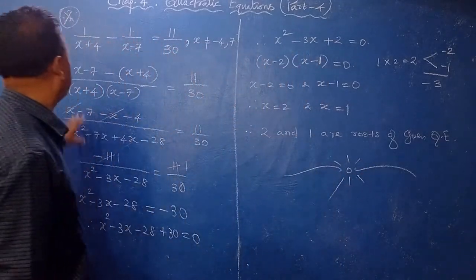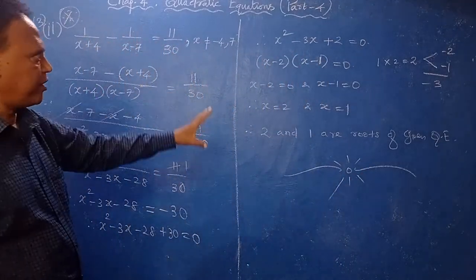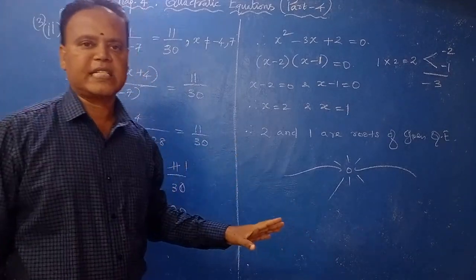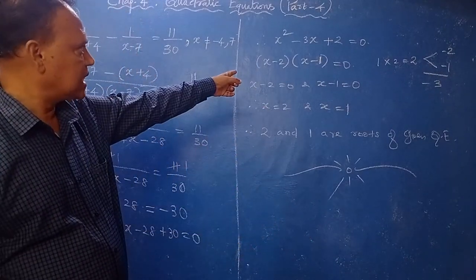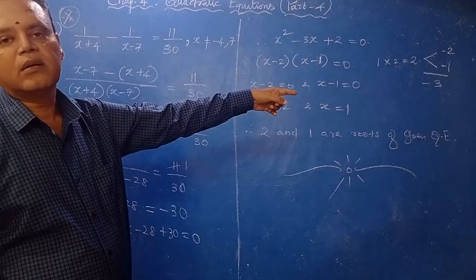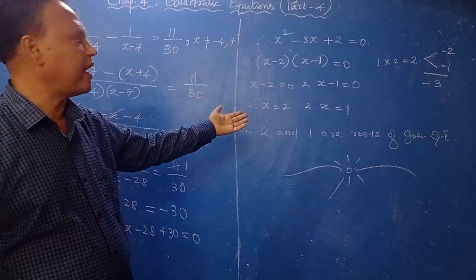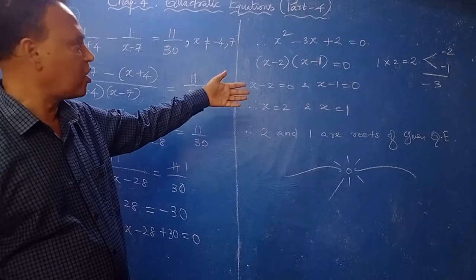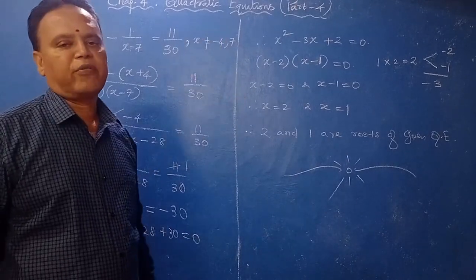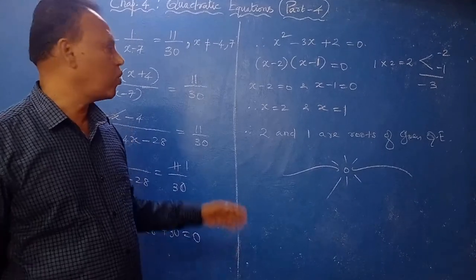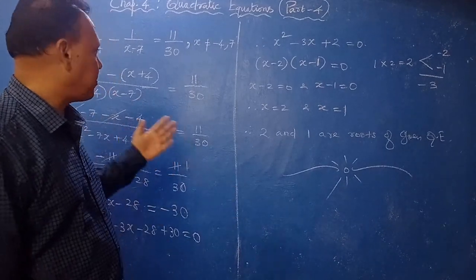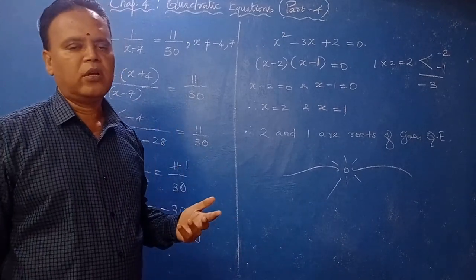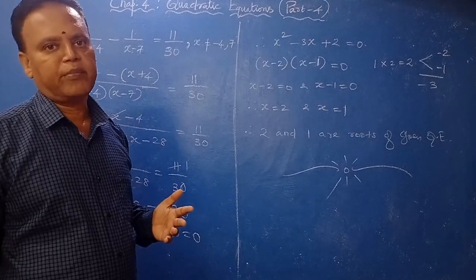So this is a very important problem. Here you try to understand: if factorization is possible, then do the factorization method, that is easy. Clear? If it is not possible, apply the quadratic formula, that's all. Clear? So the same type of problem I will give you as homework, okay. Do the homework for better practice.